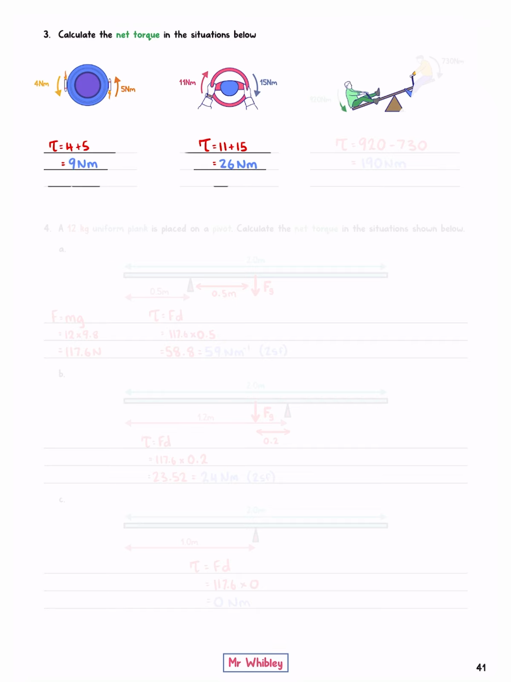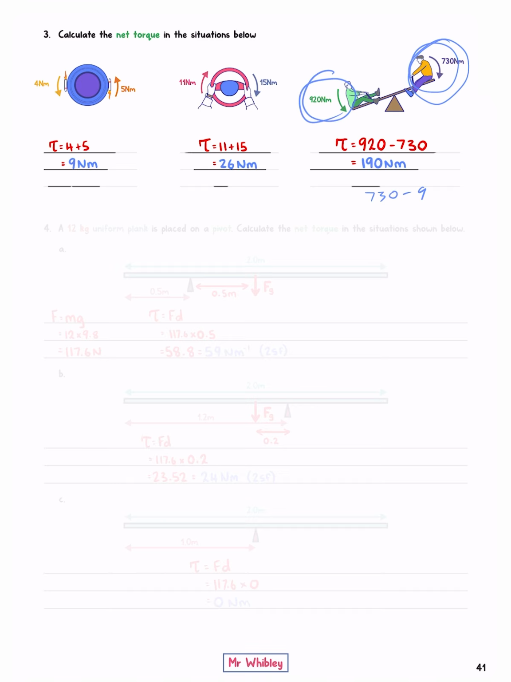Here we have 2 people on a seesaw, one applying 920 Newton meters of torque and the other applying 730. These torques are in the opposite directions, this one being counterclockwise and this one being clockwise. The torques therefore subtract and we get 190 Newton meters. Now just to note, I made the decision to make this one positive and this one negative. If I had done this the other way around, then I would have had 730 minus 920. That would have given me negative 190, which would also be totally fine.